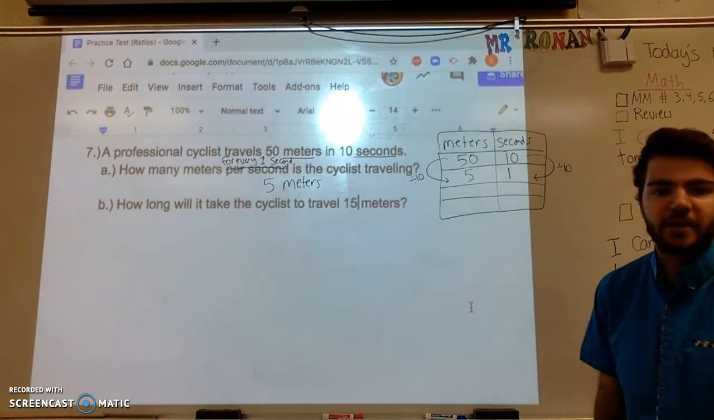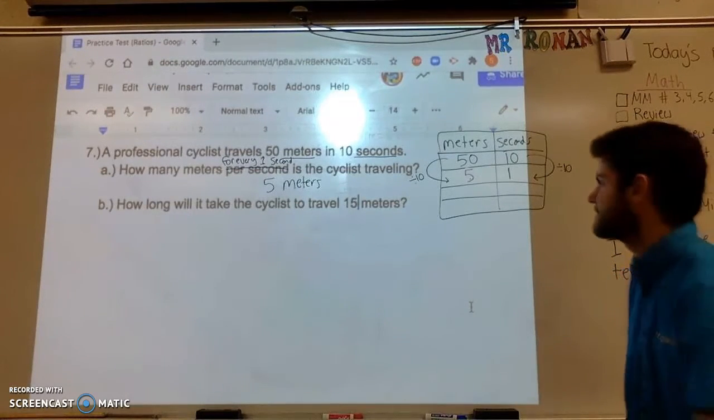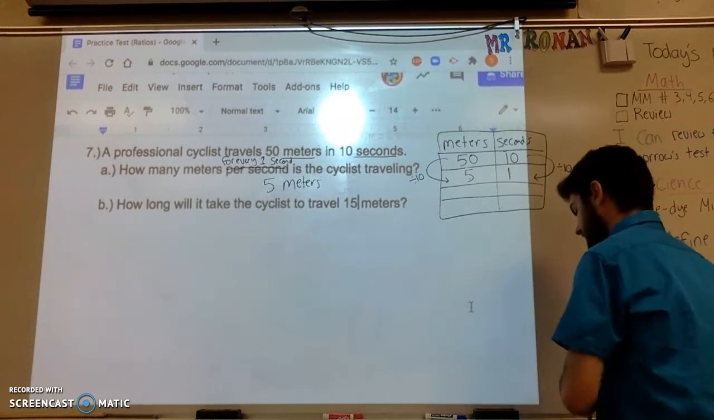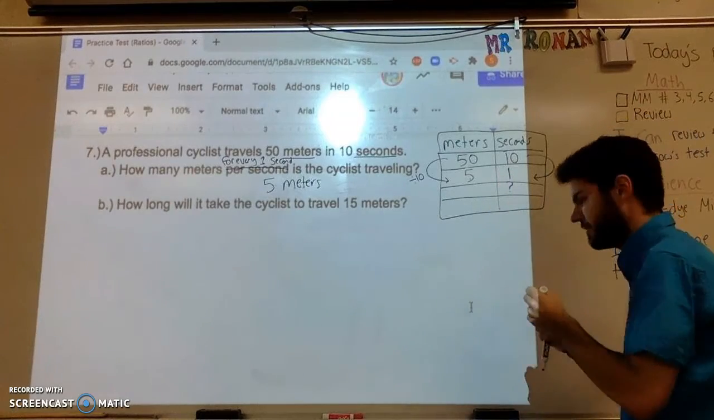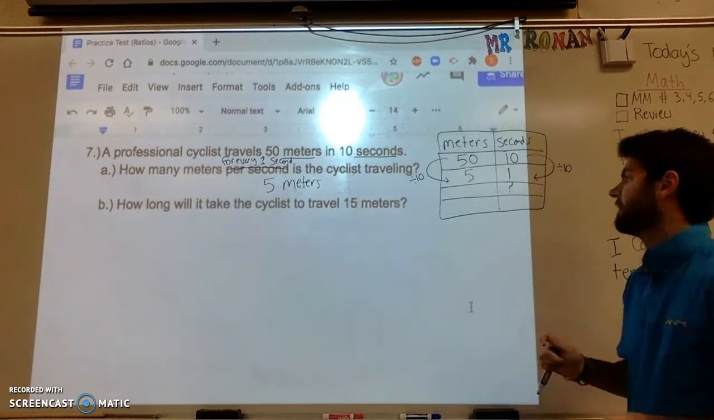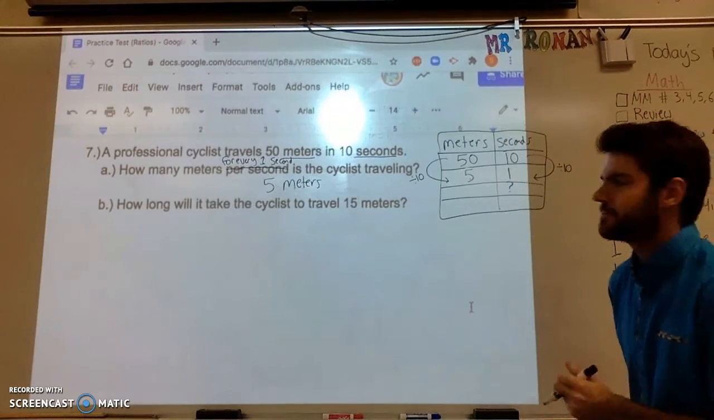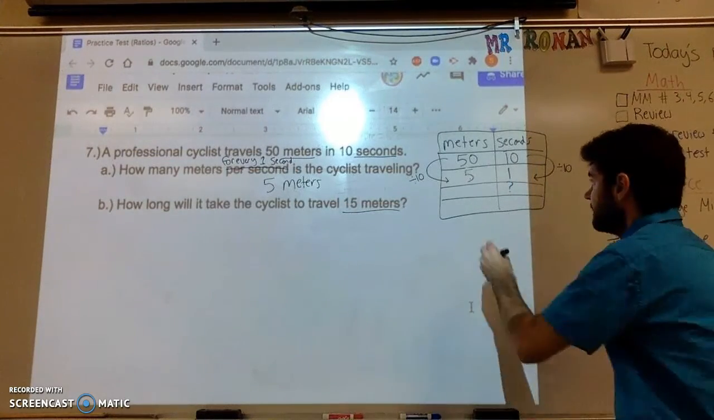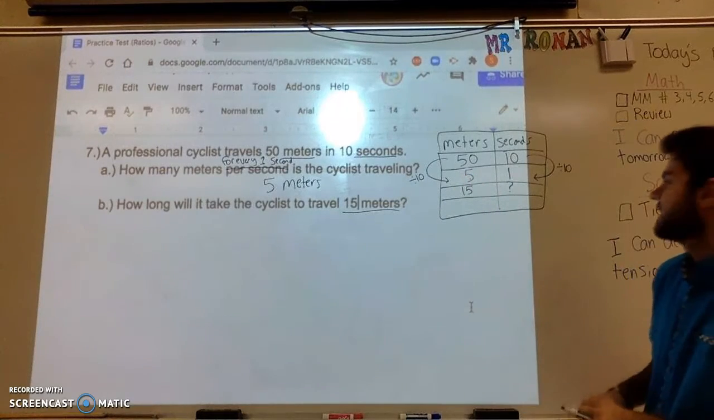And then the last part. How long will it take the cyclist to travel 15 meters? So I'm going to go ahead. I don't know how long it's going to take, so in our seconds column, I might put a question mark. It says, how long will it take? I don't know. So we want to figure that out. How long will it take the cyclist to travel 15 meters? That's a number. I can plug that into our table. In our meters column, I'll write 15.